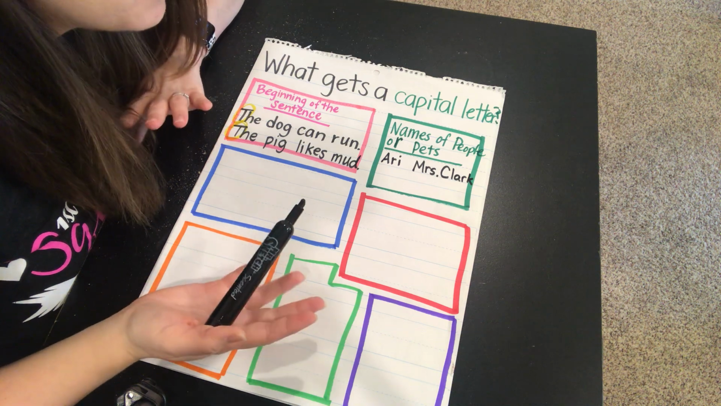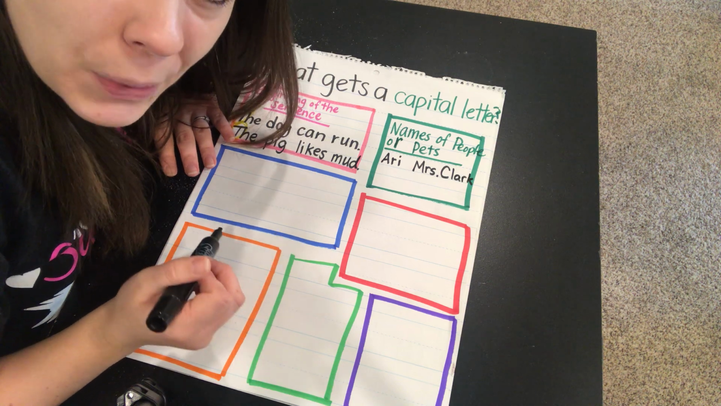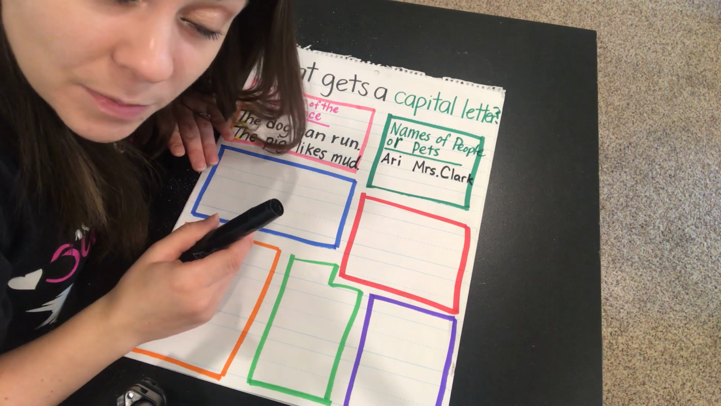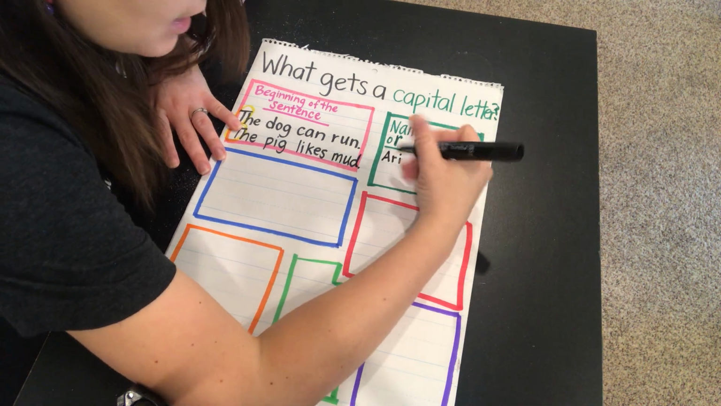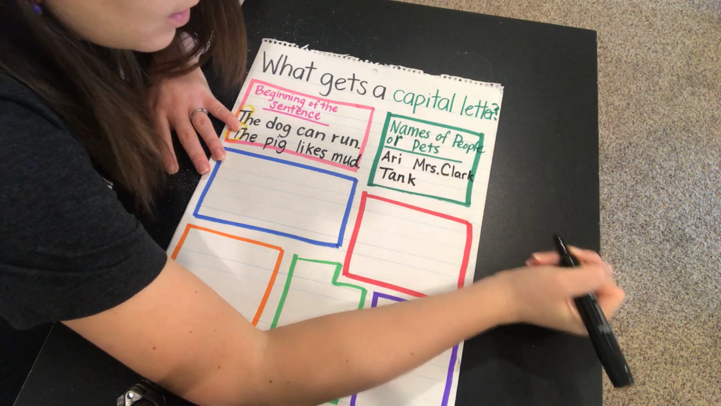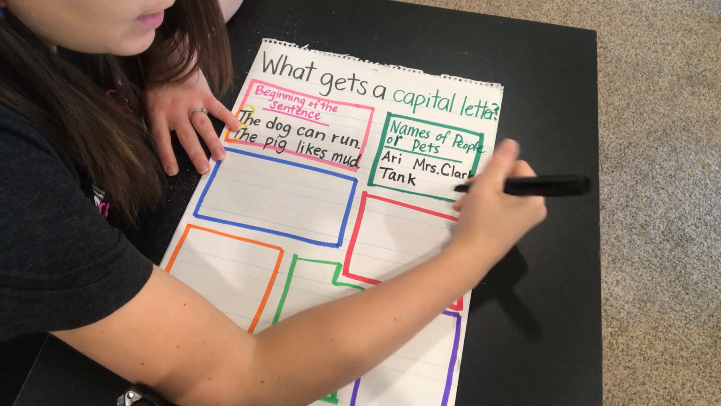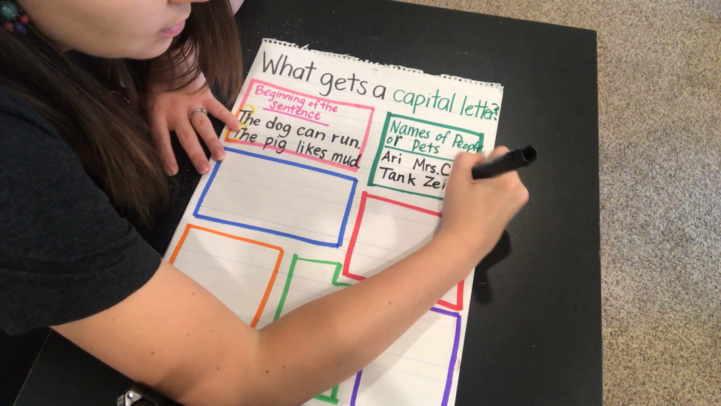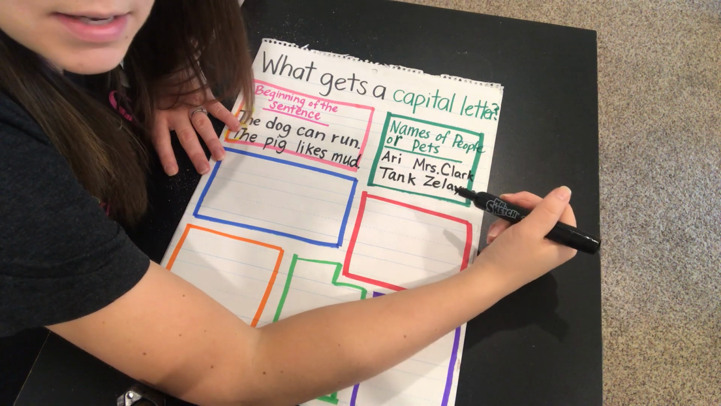Capital letters go for names of people and pets because you and your pets are important. So anything that's really important needs a capital letter. So your name always begins with a capital letter, your friend's name will always begin with a capital letter, and your pet's name will need a capital letter. So if I was going to write about Tank, I would need a capital T, and then A-N-K. All right. If I was going to write Zelena's name, Zelena would need a capital Z. So anytime you write a person's name or a pet's name, it needs a capital.